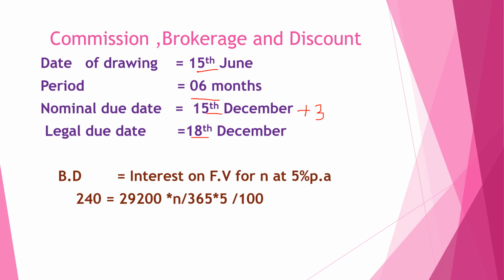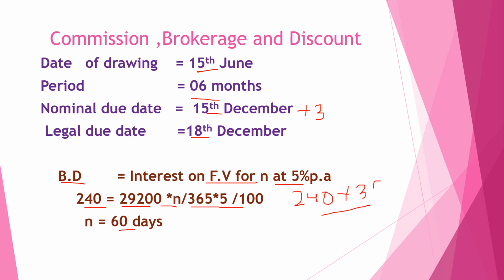Now banker's discount, that is interest on face value for n time at the rate of 5% per annum. The 240 is interest on the 29,200 for n divided by 365 into 5 divided by 100. Now the same system we will do here: 240 will remain over here. Whatever values are in division will go into multiplication, and multiplication values will go into division. Since 365 is in division form, it will come in multiple form.